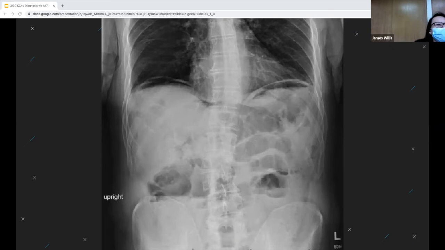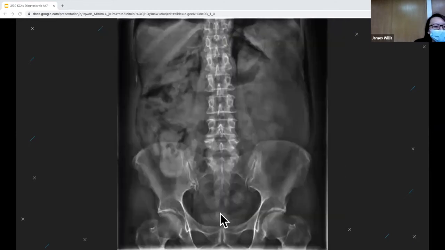Yeah. So this is pneumoperitoneum. You see air underneath the diaphragm. Great. What about this one, Rochelle?